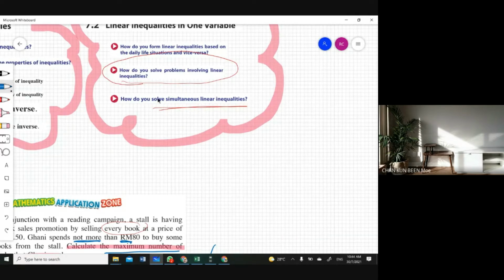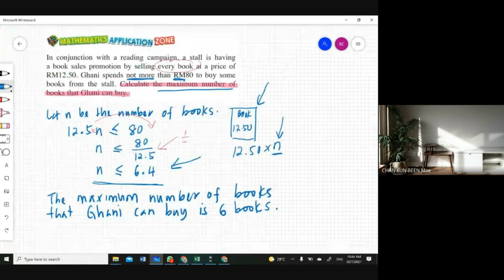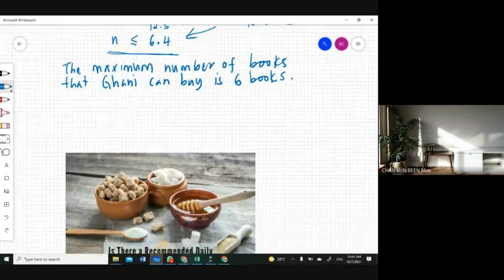Simultaneous over here means you are going to solve it together, meaning that you have more than one linear inequality. You are going to solve two linear inequalities right now. Okay, so the method is almost the same as the linear equation.